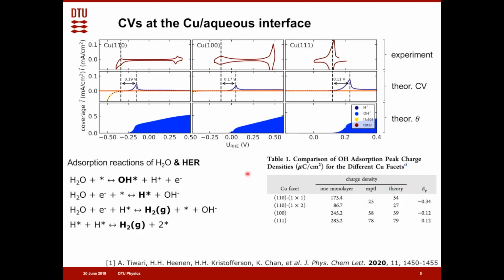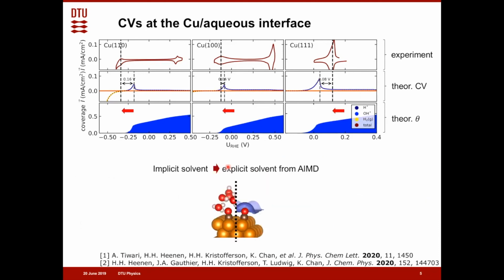What has less good agreement are the hydroxide adsorption peaks, where a deviation between the adsorption signals is between 100 and 200 millivolts. While this lies within the typical DFT error, we can, however, still improve on this deviation by incorporating more accurate solvation energies, which we can take as a posterior correction from AIMD. Now we are able to obtain agreement within 100 millivolts.